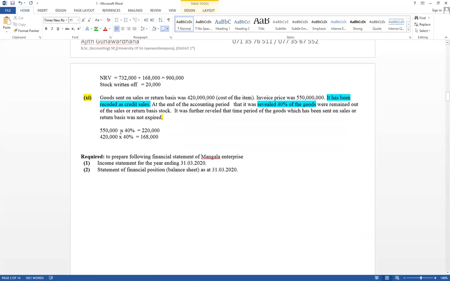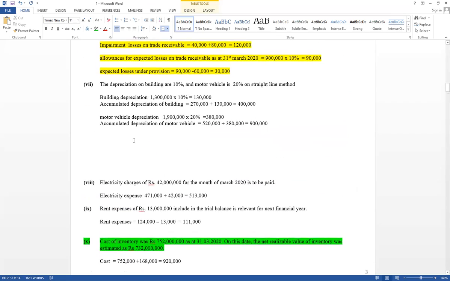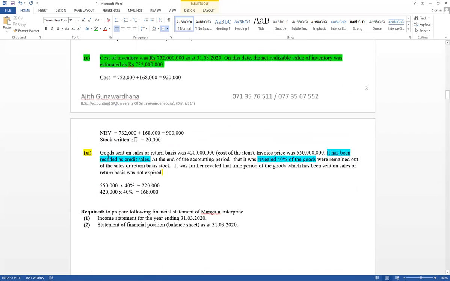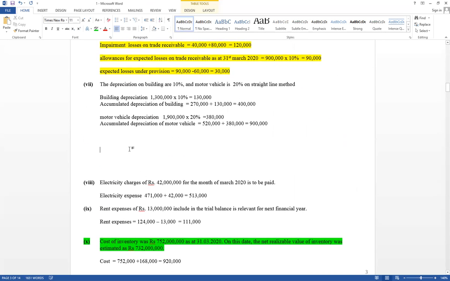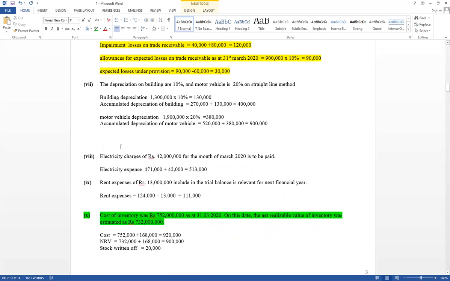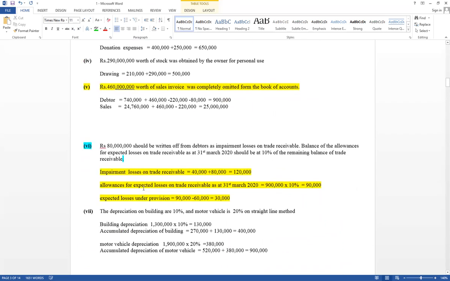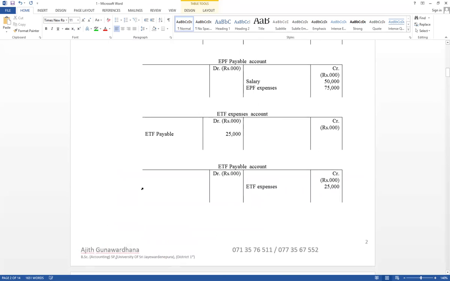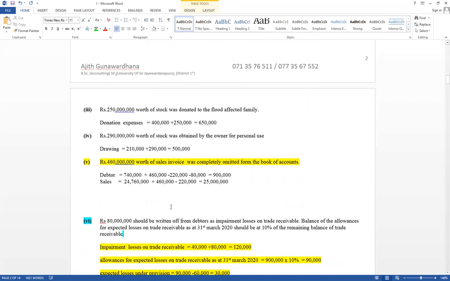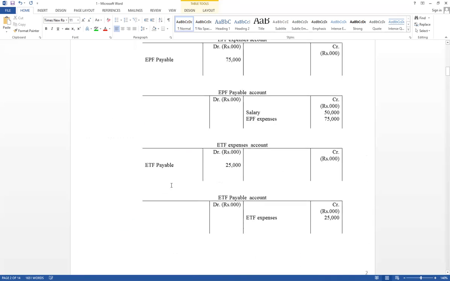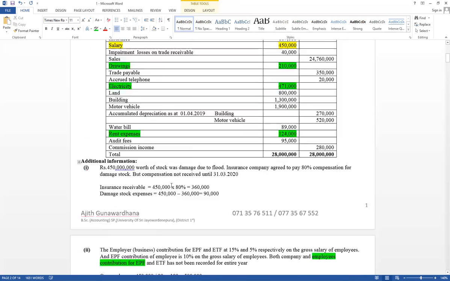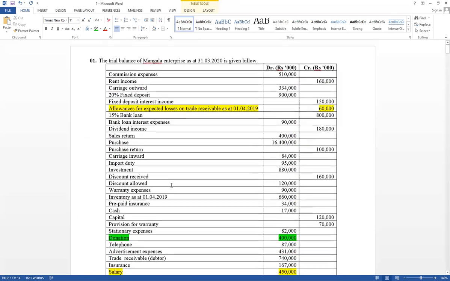And then additional information, okay. Think about goods sent on sale or return based adjustment available. Sales invoice completely omitted. Inventory adjustment and EPF and ETF adjustment available. Damaged stock, donation. Right, then see the trial balance. In the trial balance also there are some adjustments available.